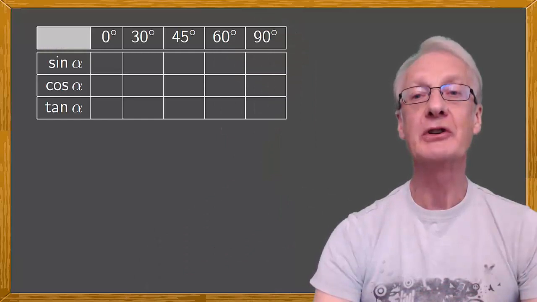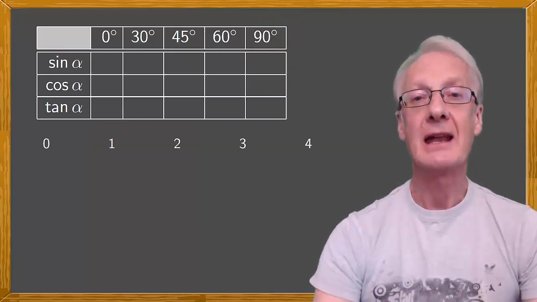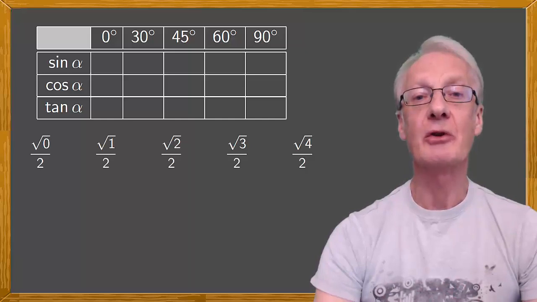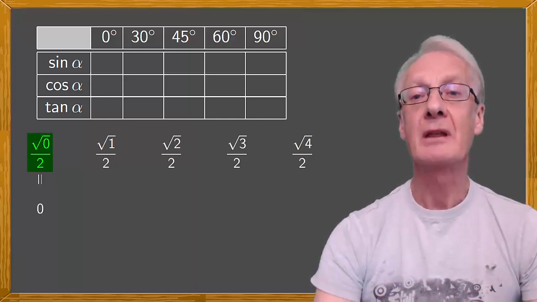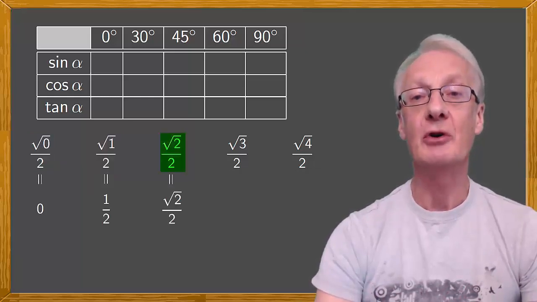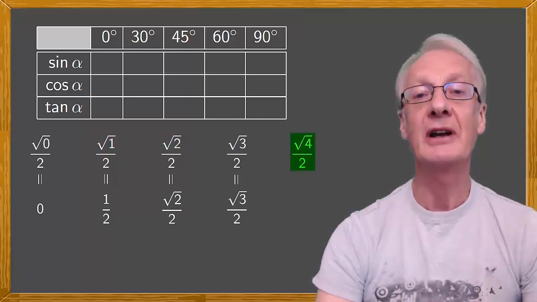The first thing we're going to do is write down the numbers 0, 1, 2, 3, 4. Now we take the square root of these and divide by 2. So for the first value we have 0 over 2, which is just 0. The next is root 1 over 2, which is a half. Then we have root of 2 over 2. Then root 3 over 2, and finally root 4 over 2, which is 2 over 2, or 1.